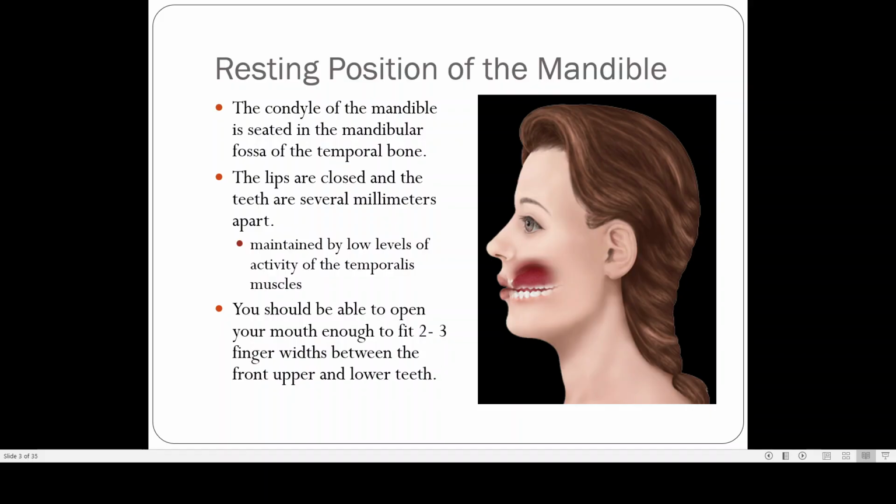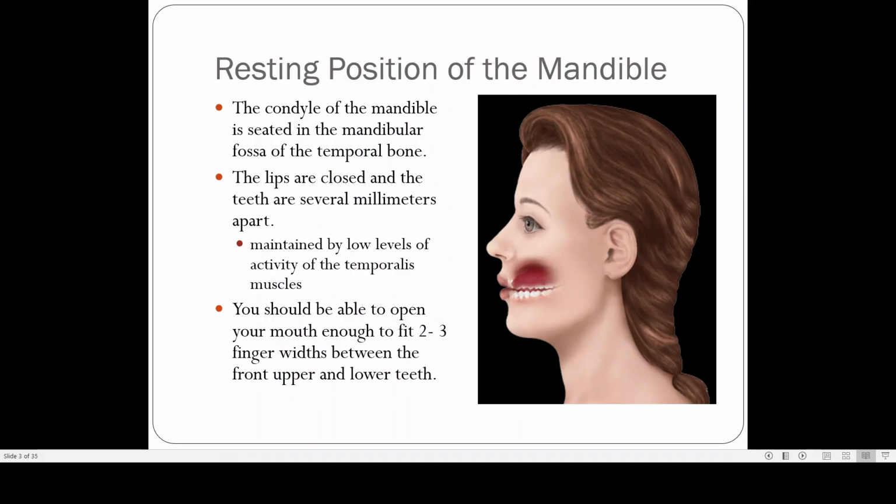This means in a good position, our lips are closed, but the teeth are actually resting apart. So our mouth is not hanging open, but we're also not clenching our teeth together. This slight gap in our teeth is caused by the temporalis muscle working at a really low level. And then if our TMJ is positioned correctly, when we open our mouth, we should be able to get 2 to 3 finger widths between our teeth.